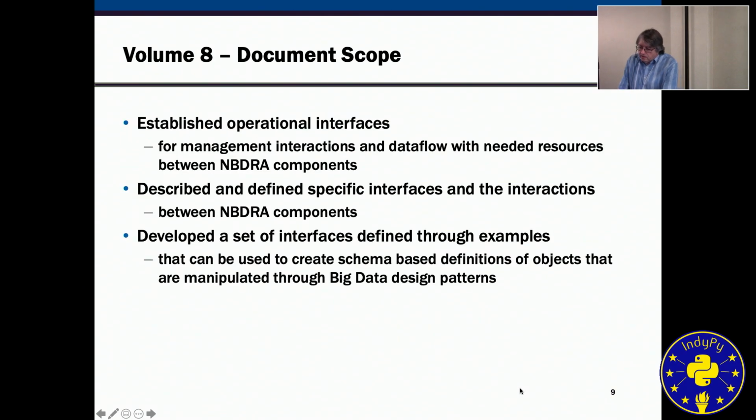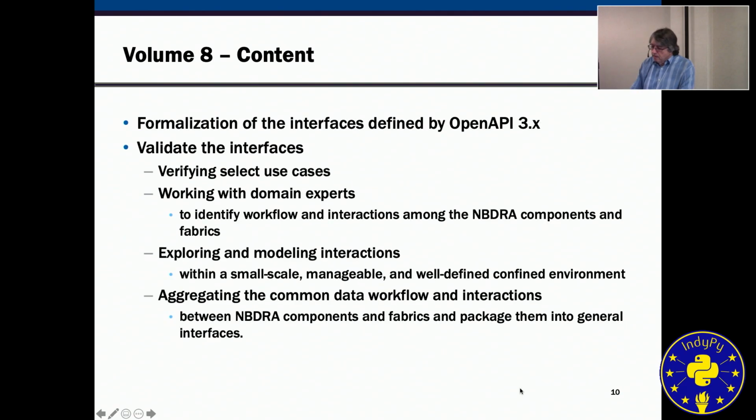One of the things we need to be thinking about is, what's the scope of this document? We have established operational interfaces. We describe how they are being defined so that other people can recreate this and put their own backend frameworks into this. And we can actually set interfaces through examples as part of the definition of such documents. The content is really done through a formalization of the interfaces that is being specified in OpenAPI 3.0.